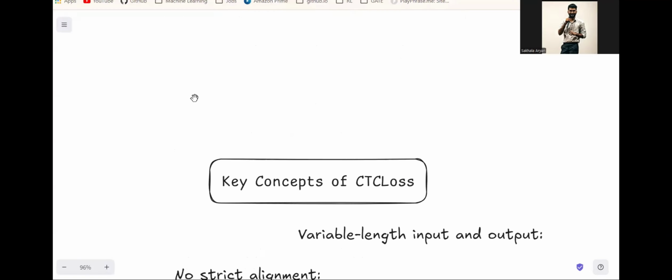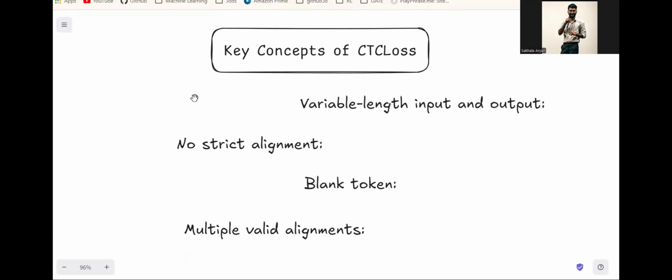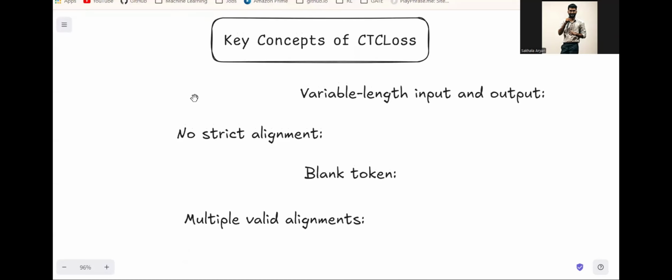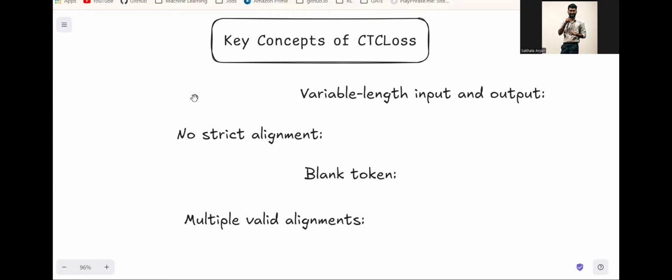So I want to discuss a few key concepts of CTC loss, which may come in handy to you. First is variable length input and output. As I told you, the input and output should be sequential, which is a necessary thing, but the input and output length can be variable. It is not necessary that the length of input should match the length of output. Next thing is there is no strict alignment between them.